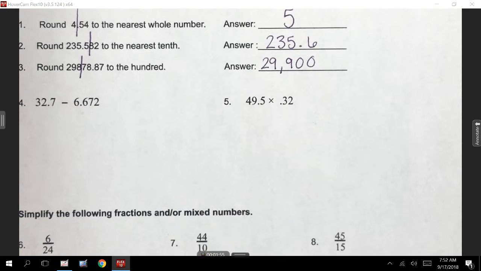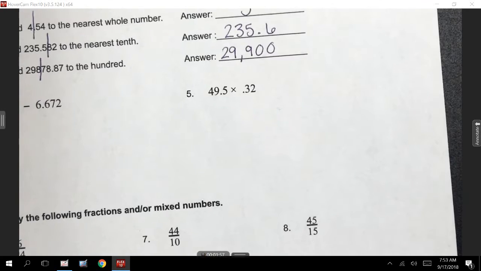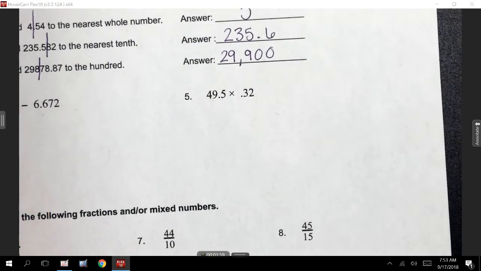What if it was not 5 or more? What would I do in that case? Seth? You would just leave it. You wouldn't raise it at all. You would just leave it as it is.